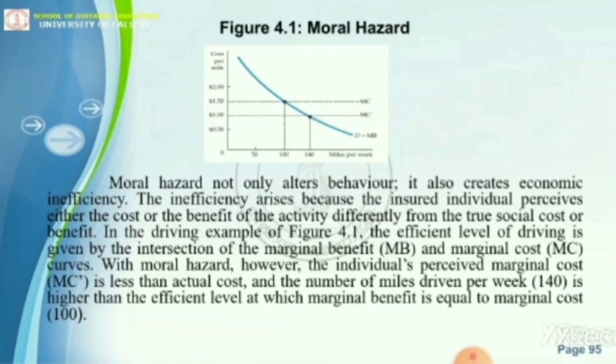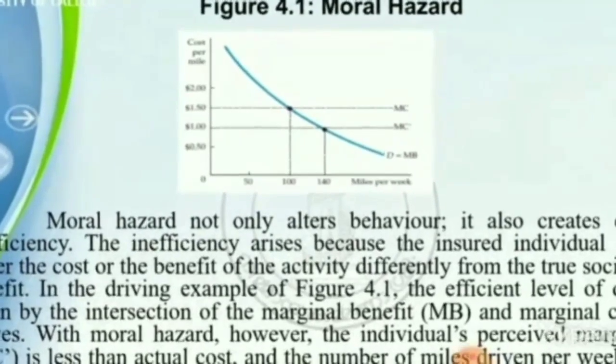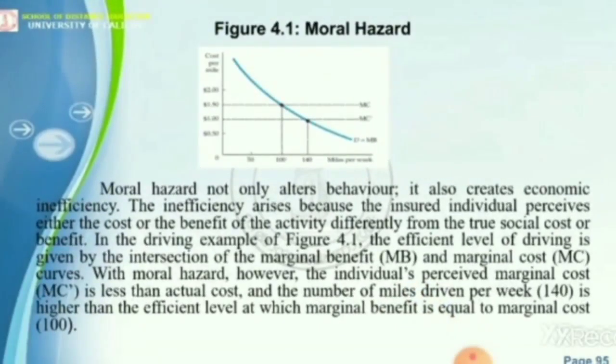So there is a possibility of creating a moral hazard problem. What is this? The inefficiency arises because the insured individual perceives either the cost or the benefit of the activity differently from the true social cost or benefit. In the driving example of figure 4.1, in the above figure, the efficient level of driving is given by the intersection of the marginal benefit, that is MB, just look into it, and marginal cost MC curves. With moral hazard, however, the individual's perceived marginal cost is less than the actual cost, and the number of miles driven per week is higher than the efficient level at which marginal benefit is equal to marginal cost.